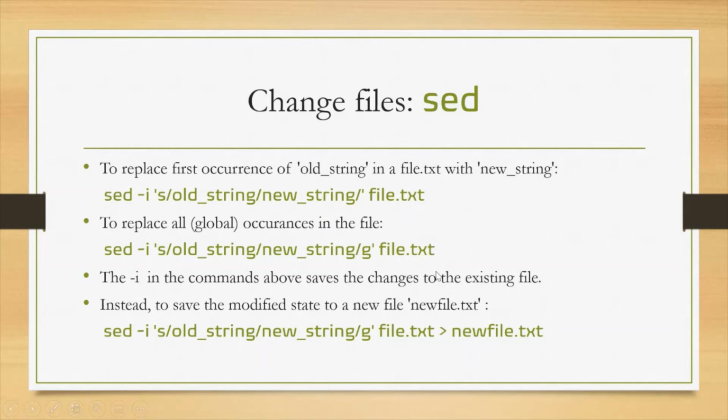If instead you want to save the modified state to a new file without changing the original file, you have the same thing, and you have to remove the -i here. Sorry, this is a typo, I shall correct it. So you don't have the -i here, and you use the right arrow to channel the output into a new file. There should be no -i here because the -i modifies the original file, and that's what we don't want to do in this line.